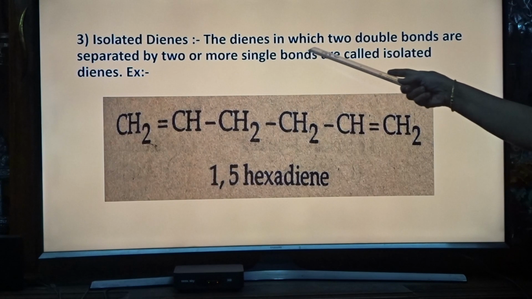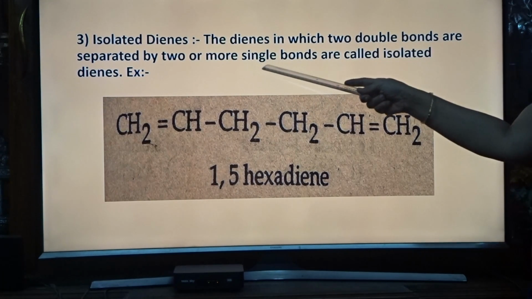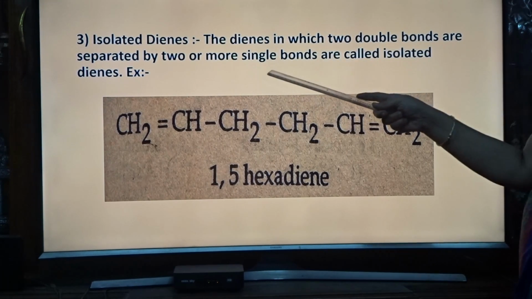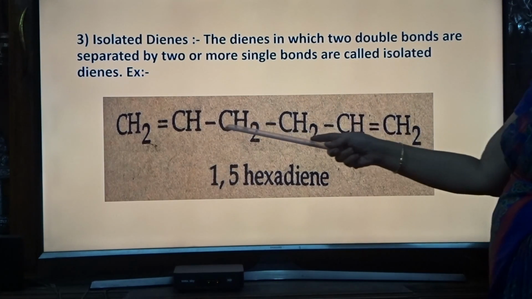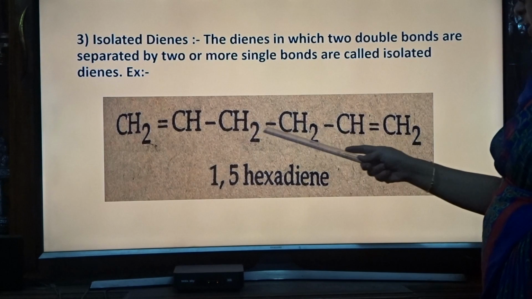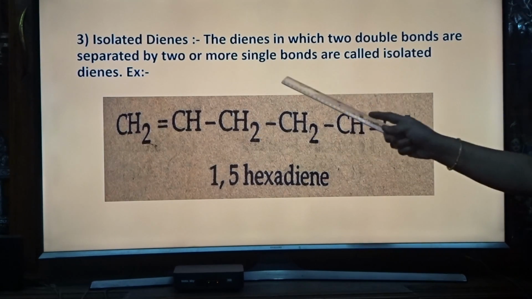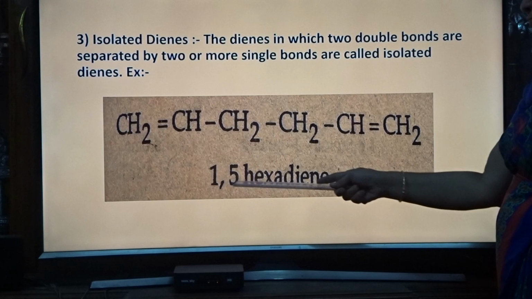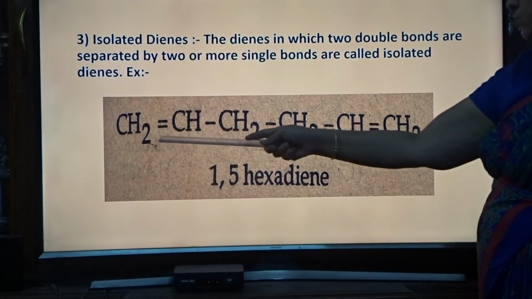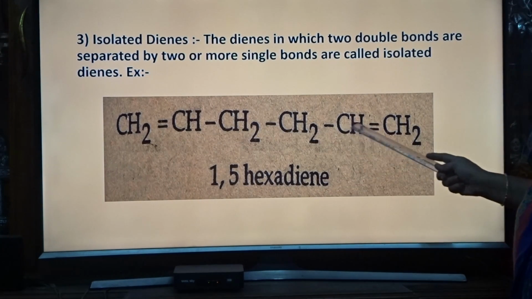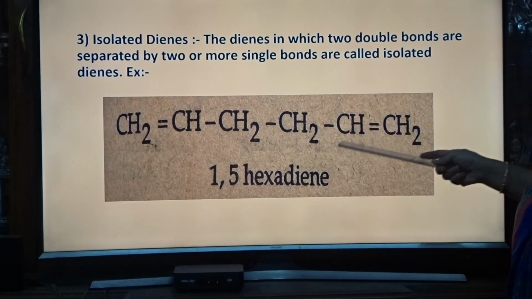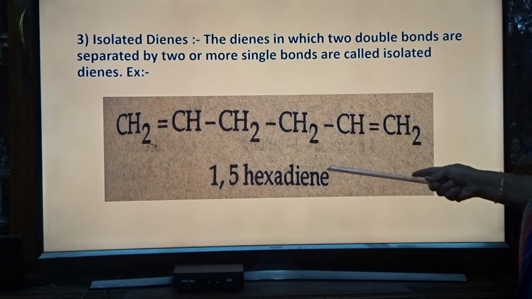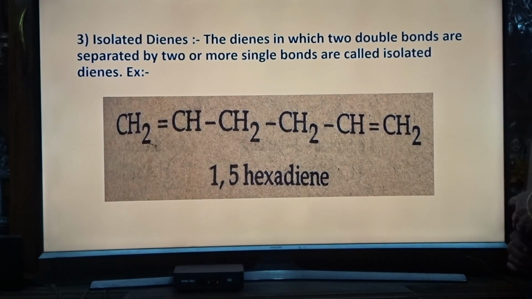Next, isolated dienes. The dienes in which two double bonds are separated by two or more single bonds are called isolated dienes. So two double bonds are there, but they are separated by two or more single bonds. Here there are three single bonds in between two double bonds. They are known as 1,5-hexadiene, because in positions 1 and 5 the double bonds are there. 6 carbon atoms, so hexa, two double bonds are there, so diene. 1,5-hexadiene. This is the example of isolated dienes.